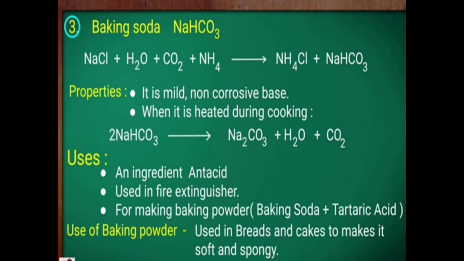The main role for making the breads and cakes spongy, why do they become spongy? Due to the CO2. Here also it is used in fire extinguishers. So this carbon dioxide plays an important role, and it is mainly used in fire extinguishers to extinguish the fire.